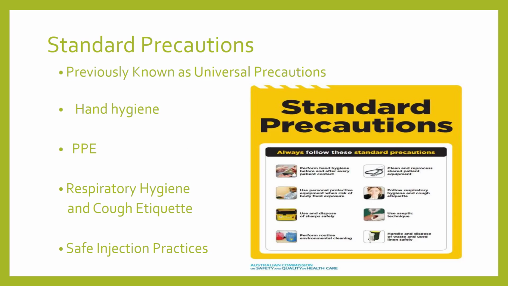What are standard precautions? Standard precautions, previously known as universal precautions, are the basic level of isolation precautions. The purpose of standard precautions is to reduce the risk of transmission of blood-borne and other pathogens from recognized and unrecognized sources to a susceptible host. They include hand hygiene, use of personal protective equipment, respiratory hygiene and cough etiquette, and safe injection practices.